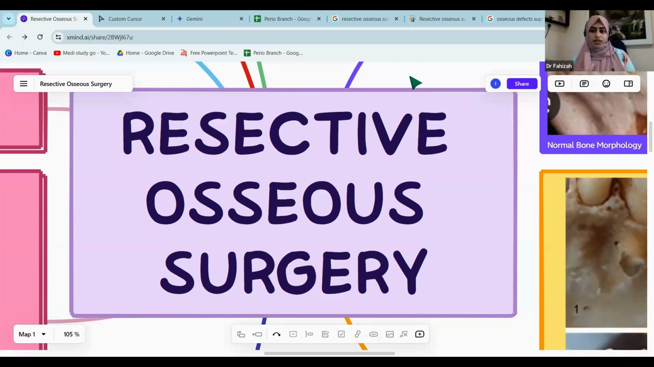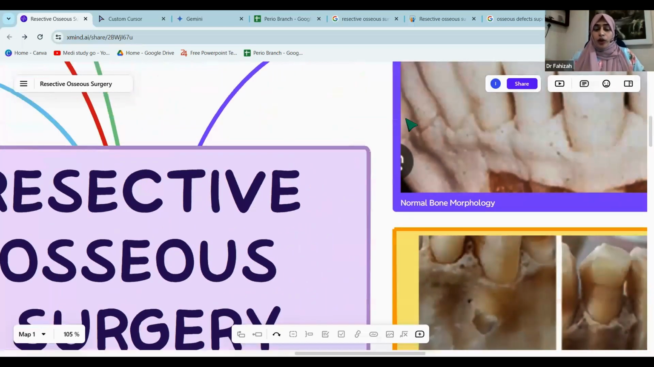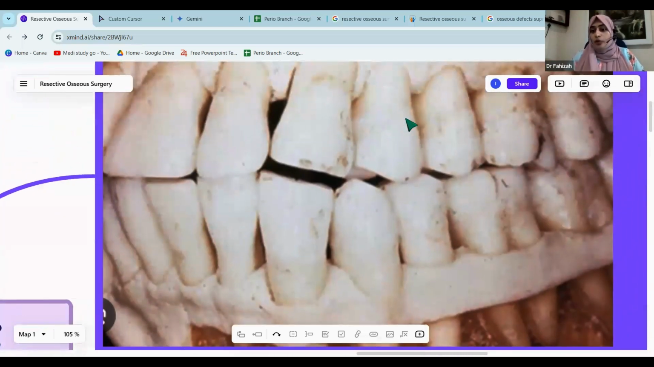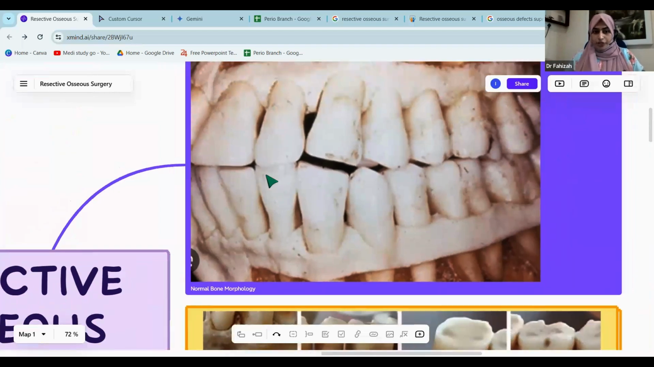That also becomes a resective osseous surgery. So this itself is not an entire treatment. It can be part of any other treatment as well. Okay. So to understand resective osseous surgery, you need to know the normal bone physiology actually.